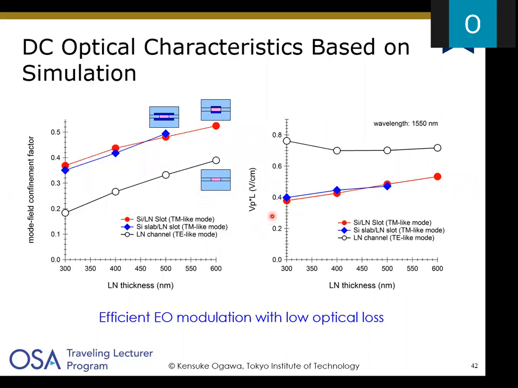So low voltage, or high efficiency in the optical modulation, more than twice that of the conventional lithium niobate waveguide, is possible with this sort of heterogeneous waveguide. So this is one of the schemes for highly efficient optical modulators on a heterogeneous integration platform with low optical loss.